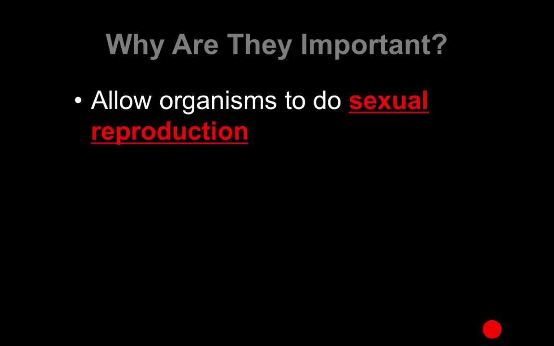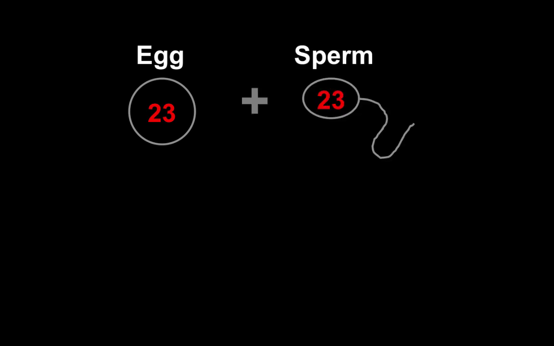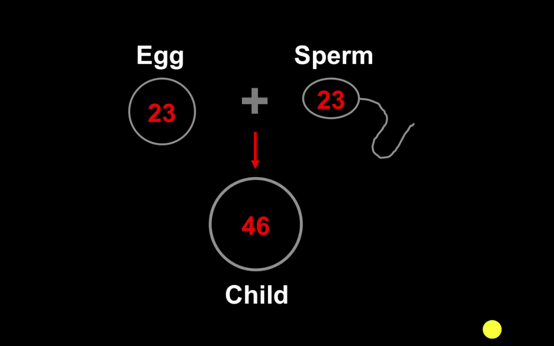So what are these sex cells? Well, if you're a female, they're eggs. If you're a male, they're sperm. And they're important because they allow organisms to do sexual reproduction. So the mom is going to give half of her chromosomes, and the dad is going to give half of his chromosomes. So we have an egg cell and a sperm cell that are both haploid, meaning they only have half the number. That way, those two halves can combine through sexual reproduction to produce a baby that has the full number of chromosomes.